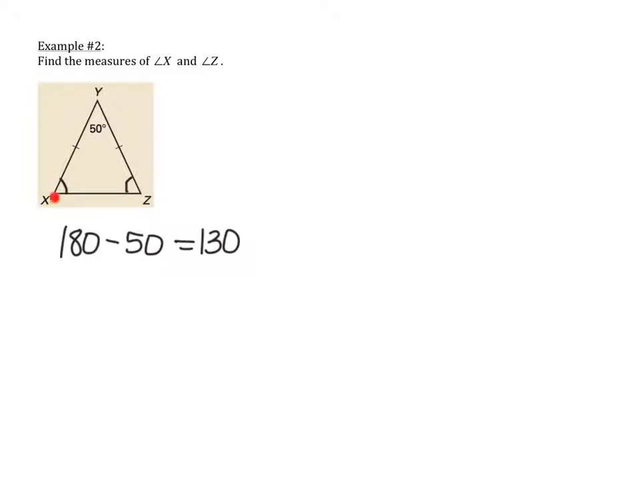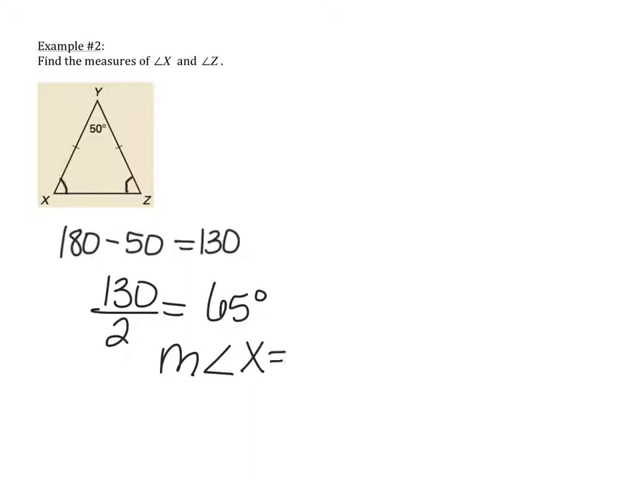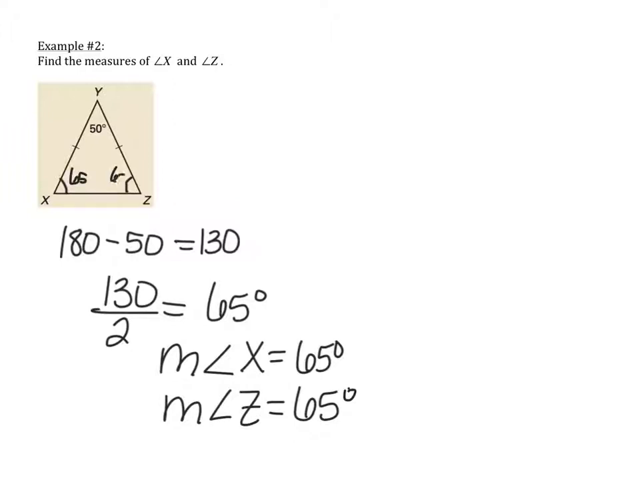But we know that angle X is congruent to angle Z. So if they both have to add up to 130 degrees and they're both congruent, I would just take the 130 and divide it by 2 to find the measure of each individual angle. So I would get 65 degrees. Therefore, the measure of angle X is 65 degrees, and the measure of angle Z is 65 degrees. If you weren't sure you did that correctly, just take 65 degrees plus 65 degrees and add it to the 50 degrees and make sure you get that 180 degrees, which you do.